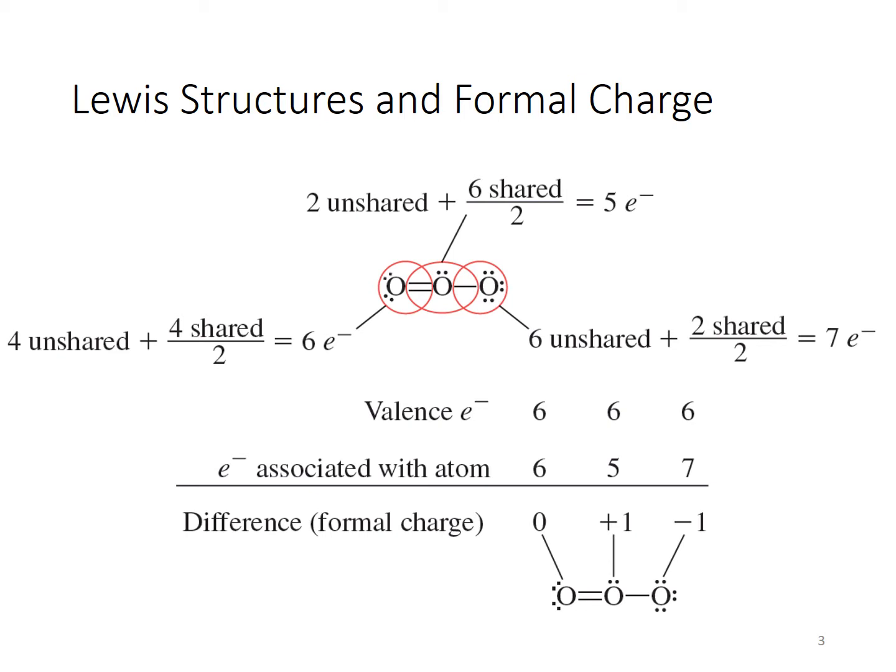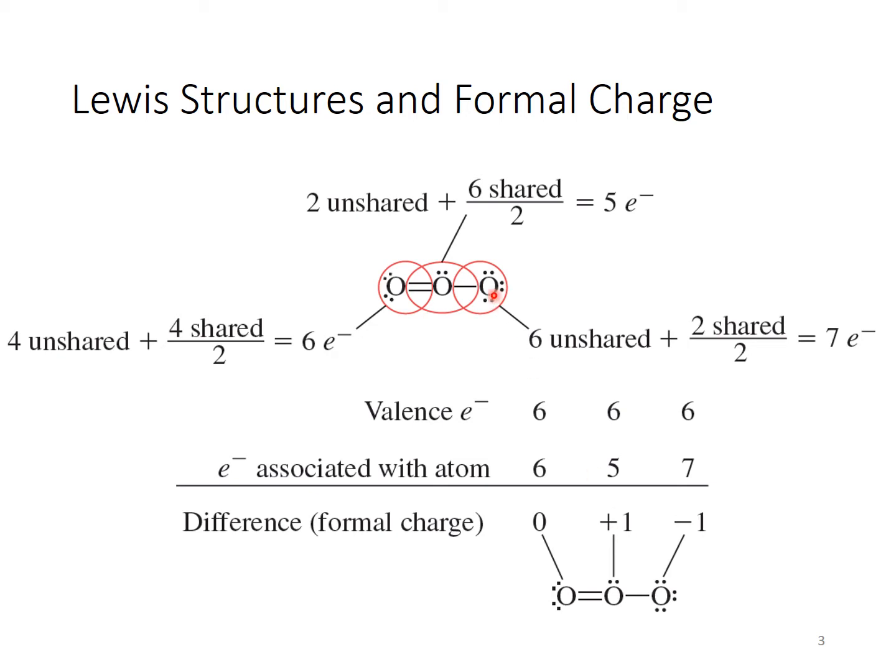So what we can do is take the 6 valence electrons that oxygen should have, minus the 6 that are associated with the atom, giving you a formal charge of 0. So this oxygen has a formal charge of 0. We take a look at the central oxygen. It has 2 unshared, meaning from the lone pair, and then there's 6 shared, right? There's 3 bonds total. Divide that by 2. It means you have 5 electrons associated with that oxygen. So it comes with 6 valence electrons minus 5 gets you +1. So that central oxygen atom has a +1 formal charge.